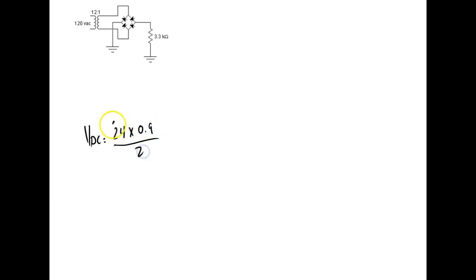Divided by 2. Now here you can do that because that's on the top. But just hit equals. So make sure that you do this first on your calculator: 24 times 0.9 divided by 2. Why are we dividing by 2? Halfway.